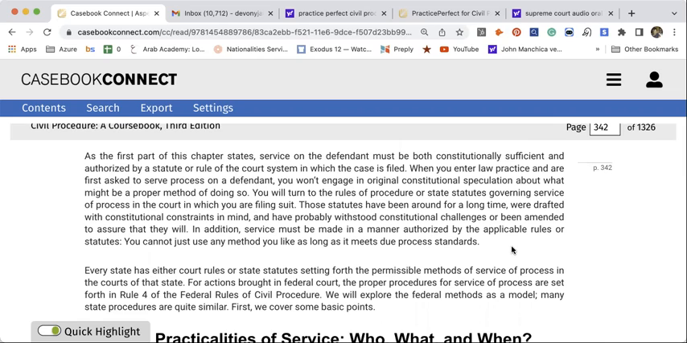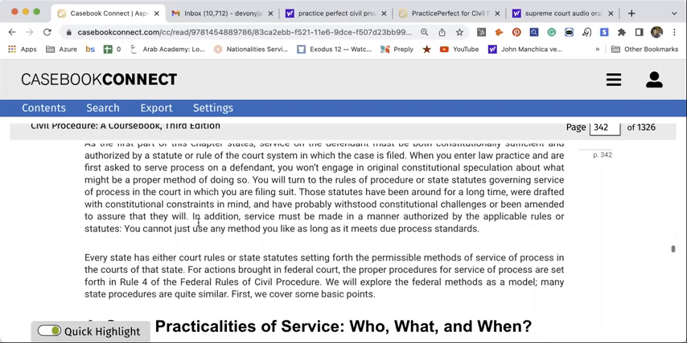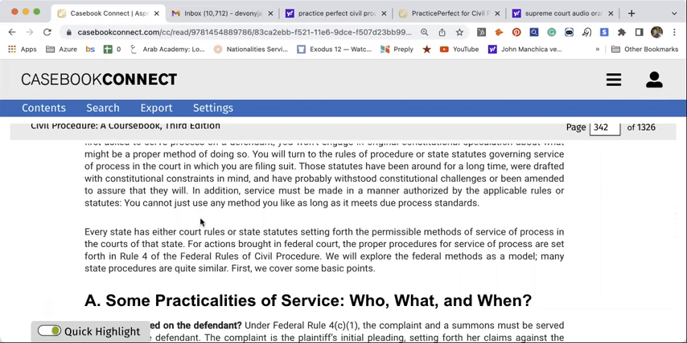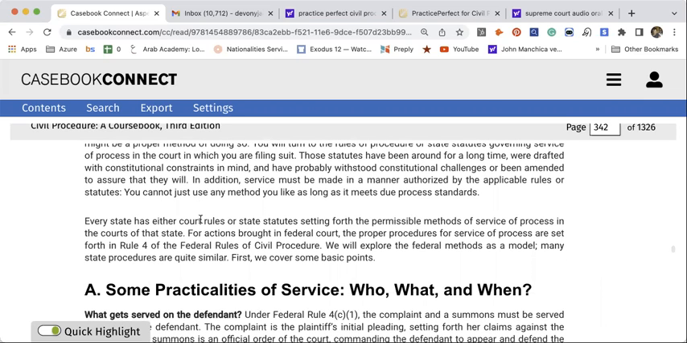When you enter law practice and are first asked to serve process on the defendant, you won't engage in original constitutional speculation about what might be a proper method to do so. You will turn to the rules of procedure or state statutes governing service of process in the court in which you're filing a suit. Those statutes have been around for a long time, were drafted with constitutional constraints in mind, and have probably withstood constitutional challenges or been amended to assure that they will.